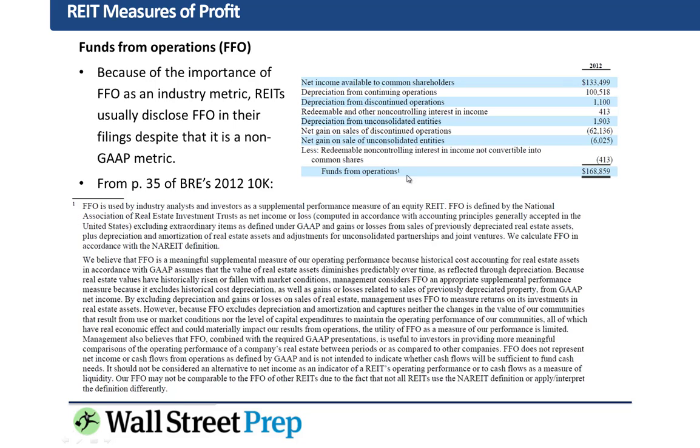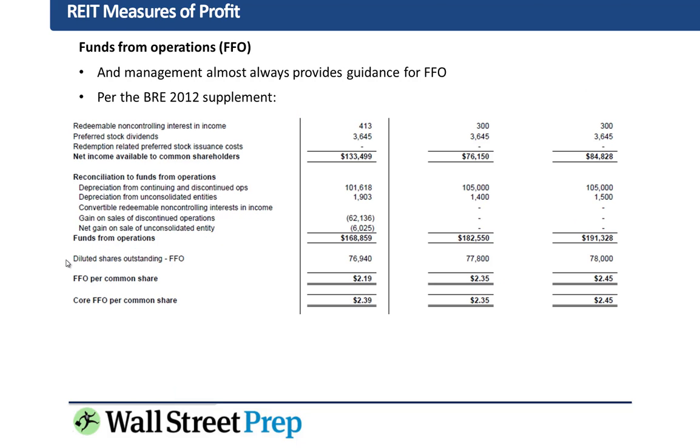There's also a footnote right below it that identifies why it's used, why Bree Properties thinks that FFO is a useful way to look at profitability as opposed to, say, just net income. In addition, management almost always for REITs provides guidance for what future funds from operations are going to look like. So if you look at Bree's 2012 supplement, you'll see that in addition to guidance for net income to common shareholders, you see a reconciliation that brings you to a funds from operations guidance.